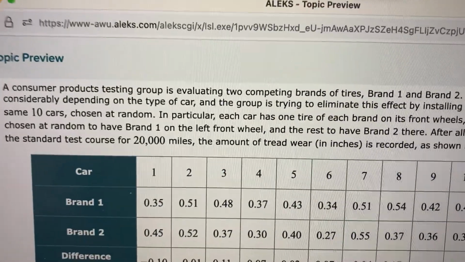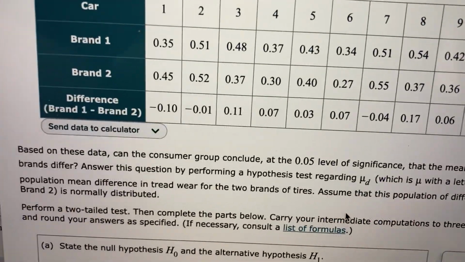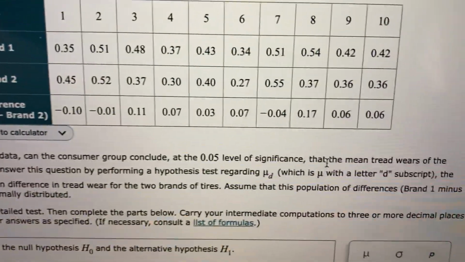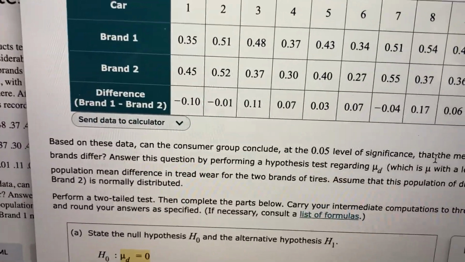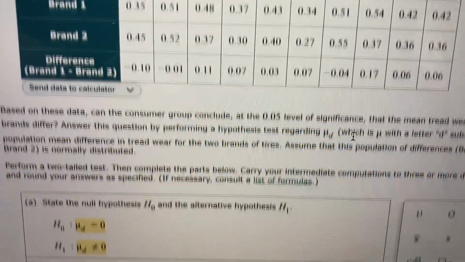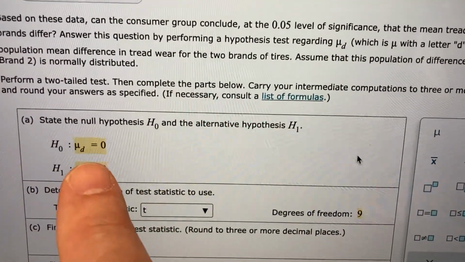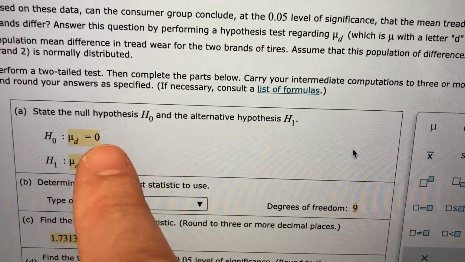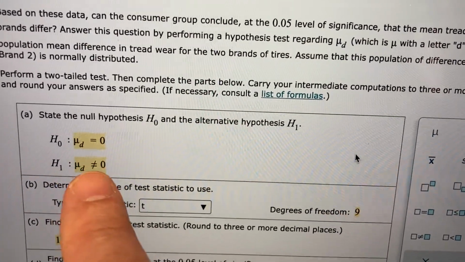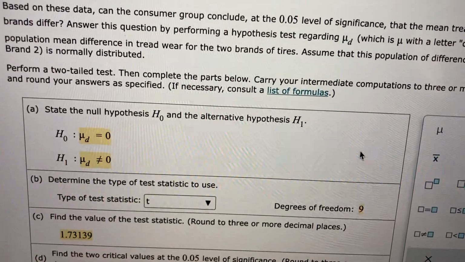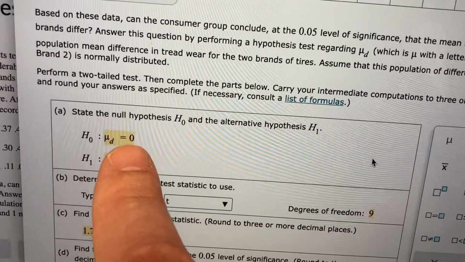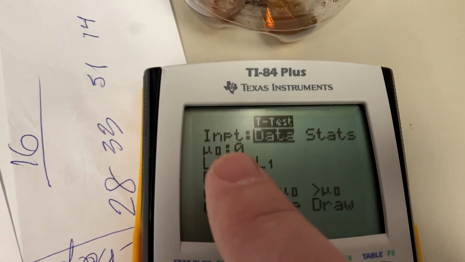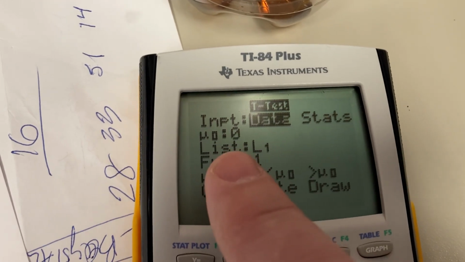And where that comes from, I'll scroll down here real quickly. There it is. Based on these data, can the consumer group conclude that the mean tread wears of the brands differ? So the claim is actually going to be on the alternative hypothesis. The null is if they're the same, so that's the equal, and then they differ is not equal. So one can be larger than the other or vice versa. So the claim's on the alternative, but this piece here, that mu sub d equals 0, is that 0 right there.